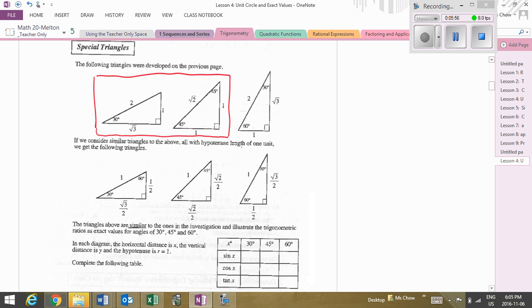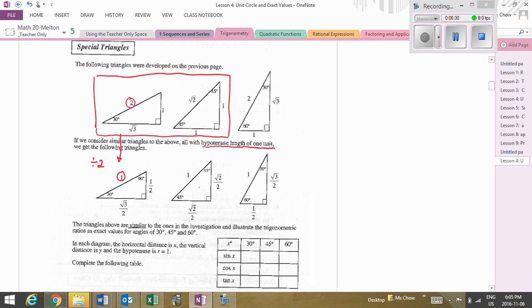If we take a look at trying to standardize that so that the hypotenuse length for each one is 1 unit, then we can see that for this first triangle, to go from a hypotenuse of 2 to a hypotenuse of 1, we need to scale that down. So we will divide every length by 2. Then our height, or our y value, becomes 1 divided by 2, or 1/2. Our base length, our x, is root 3 divided by 2, or root 3 over 2.